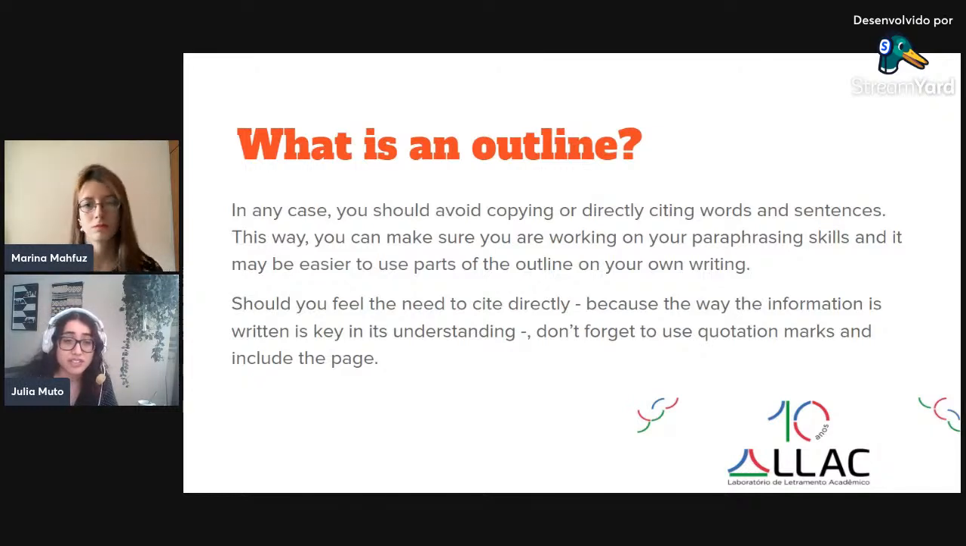I find it very useful to transform the outline in my own writing, because as you advance in your academic career, you are expected to be critical, right? So if you read something, you're going to analyze it. You're going to think about how it relates to other texts, to theories, to your own knowledge.